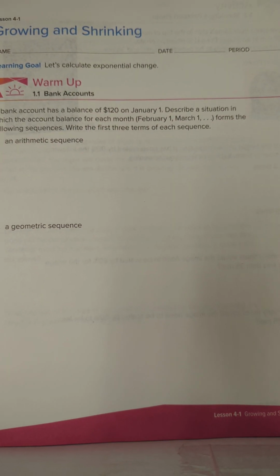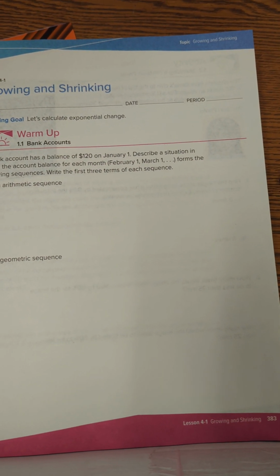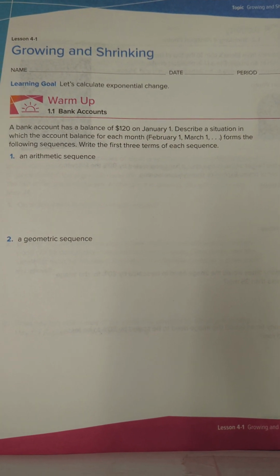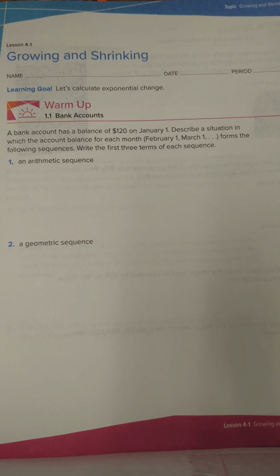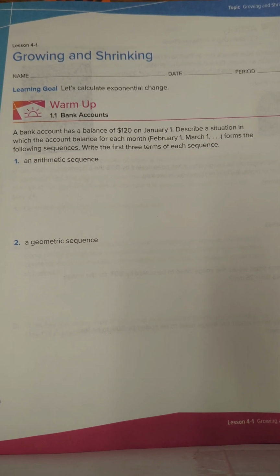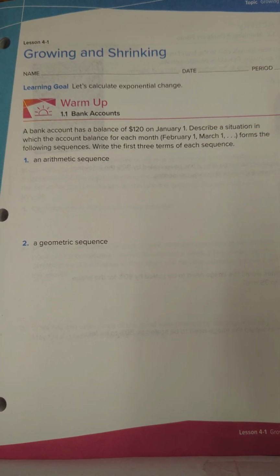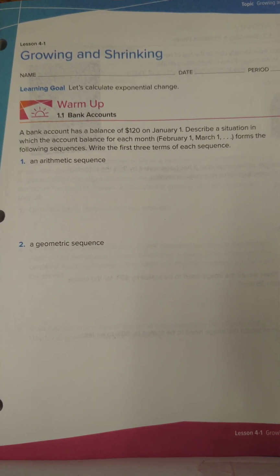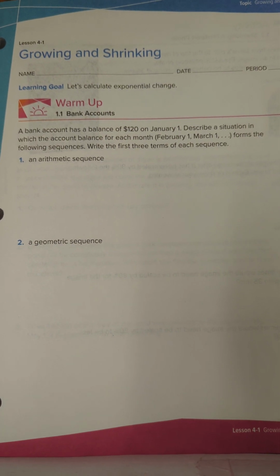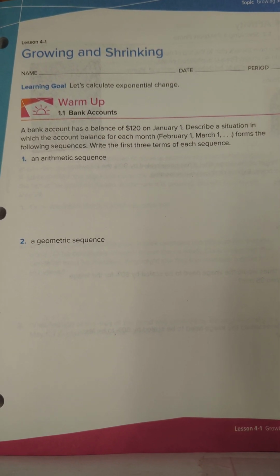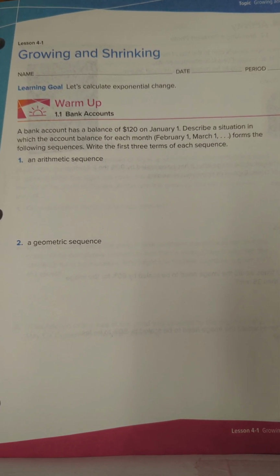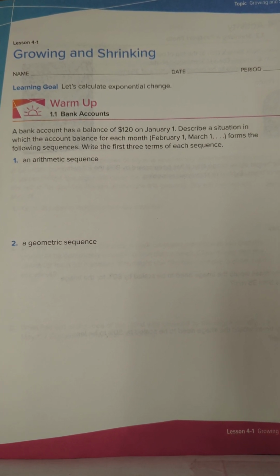Okay, so you are going to open your new textbook to page 383, 4.1, and our goal for the day is just let's calculate exponential change and review some things about exponential functions. So the warm-up question is, if a bank account has a balance of $120 on January 1st, describe a situation in which the account balance for each month forms this following type of sequence. Write the first 3 terms of each sequence.